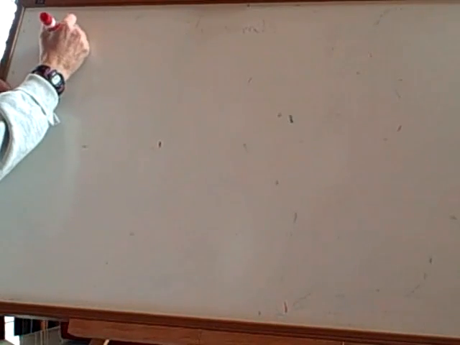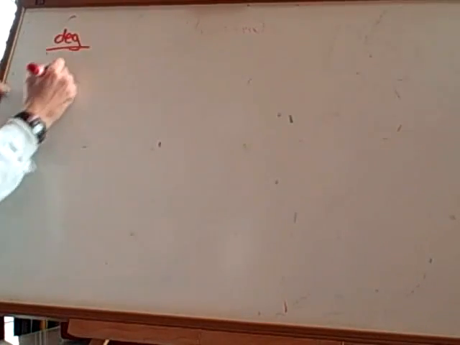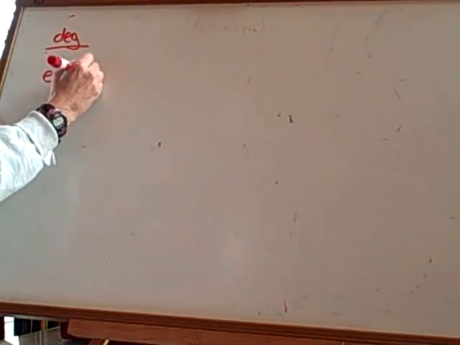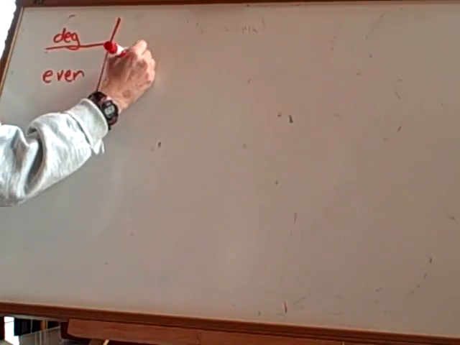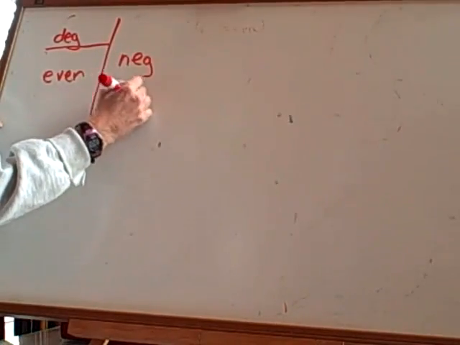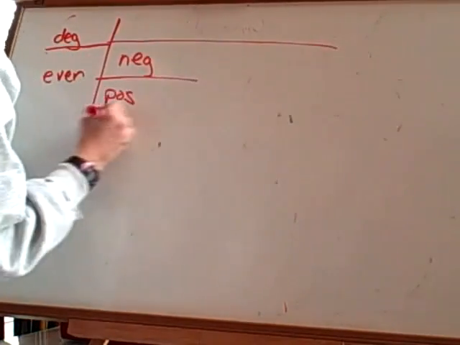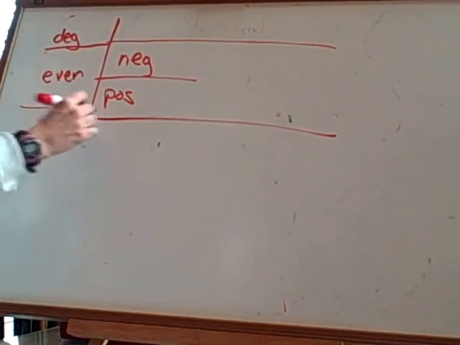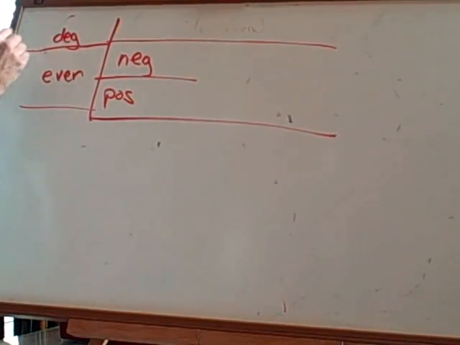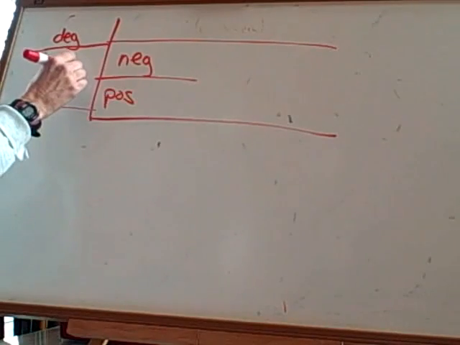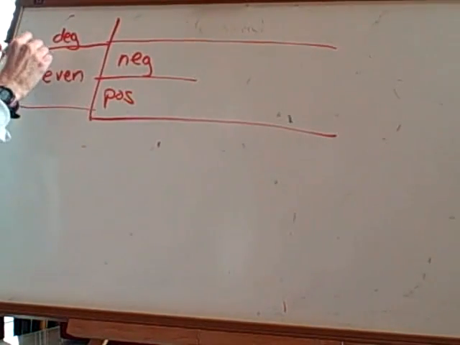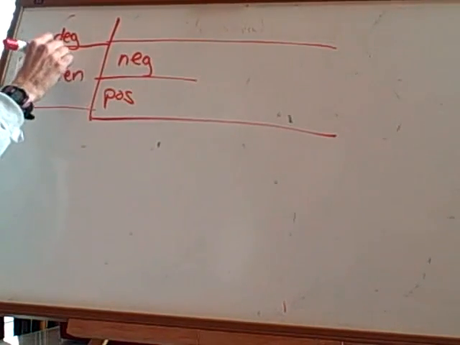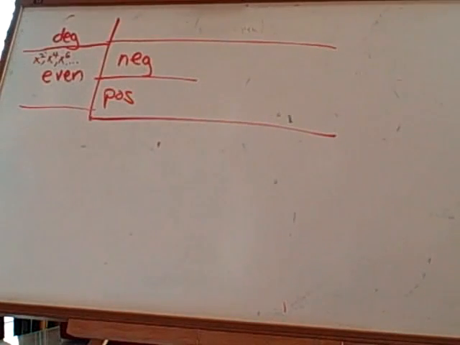Okay, it's talking about degree. It says if the degree is even, and then it's got this negative and this positive business. And this is like that A, that leading coefficient business, okay? Degree being even, that would be, well, like x squared, x to the 4th, x to the 6th, and so on. Okay? That's what you're talking about.